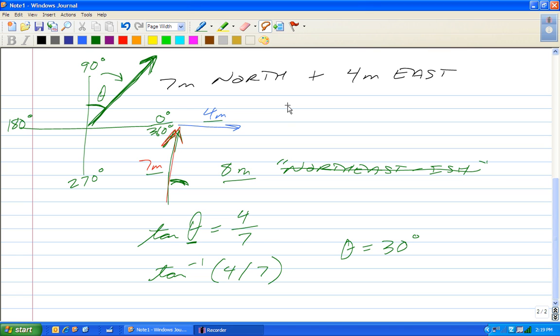What quadrant is it in? It's in the first. So I'm going to name its direction, and I know if it's in the first quadrant, it's going to be between 0 and 90. Now, where is it? What would that be? 60 degrees, right? If this is 0, and I went to 90, and I know it's 30 this way of 90, then that makes it 60 degrees. So my final answer for this vector is 8 meters at 60 degrees. That's how I name that vector.